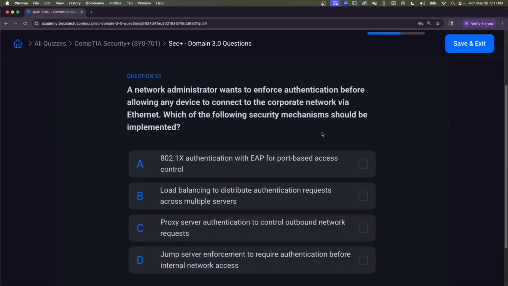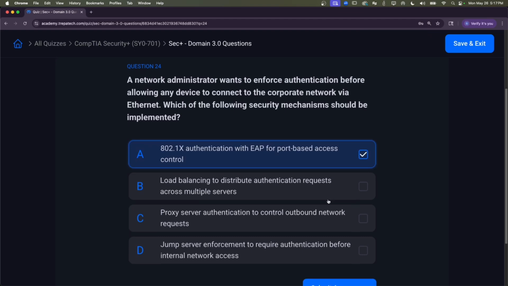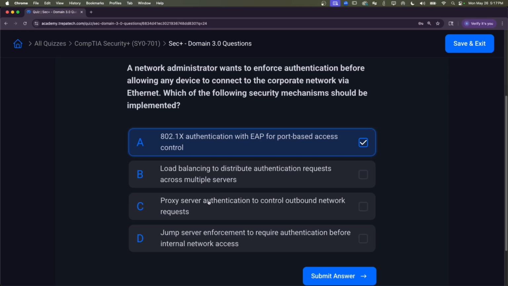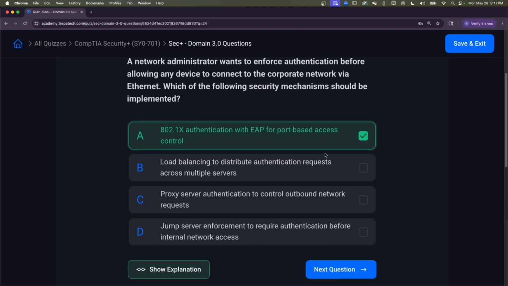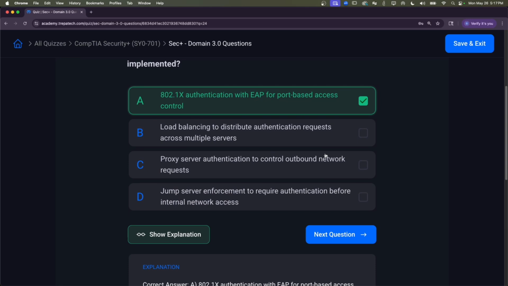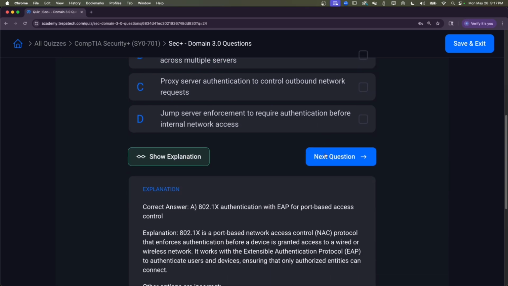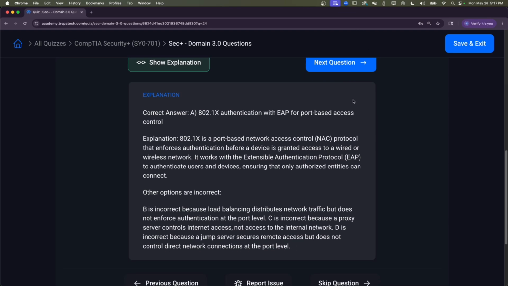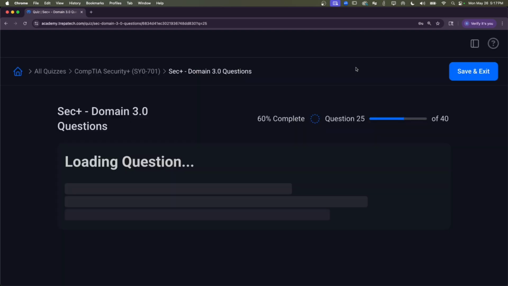Question 24. A network administrator wants to enforce authentication before allowing any device to connect to the corporate network via Ethernet. Which of the following security mechanisms should be implemented? So this is going to be 802.1X. That's the only port security I see on there that does network access control. Load balancing does not, proxy servers do not, and jump servers do not as well. So it's going to be A, 802.1X authentication with Extensible Authentication Protocol for port-based access control. We should have added some RADIUS in there as well, some AAA, but that's okay. Pause the video if you'd like to read the explanation.